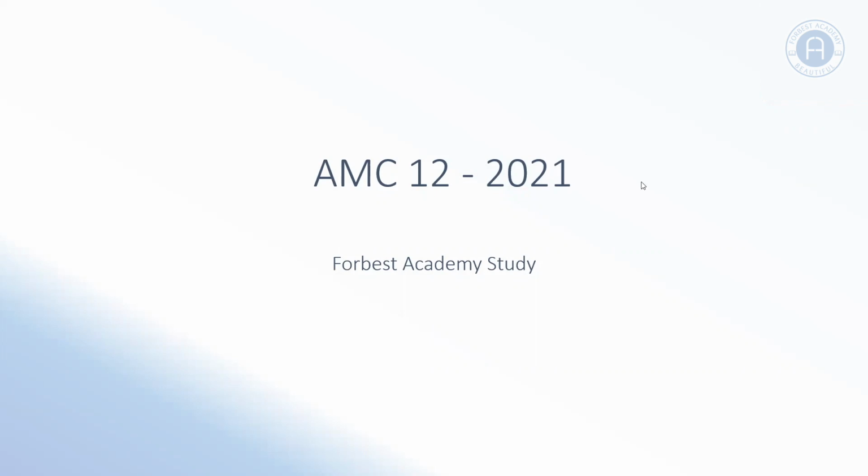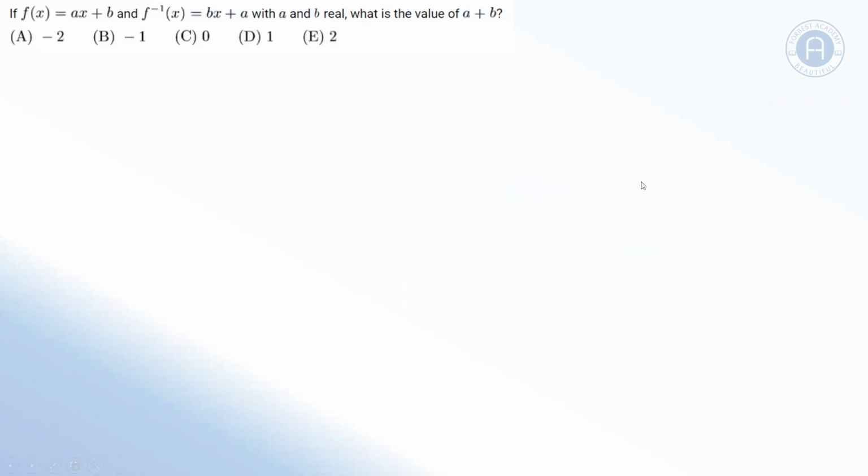This week we are breaking down 5 AMC 12 past paper questions, looking at the concepts involved and how to solve them. Today's question: if f(x) is equal to ax plus b and f inverse of x is equal to bx plus a, with a and b real, what is the value of a plus b? So we've got a function ax plus b, and we've got the inverse of that function being bx plus a.